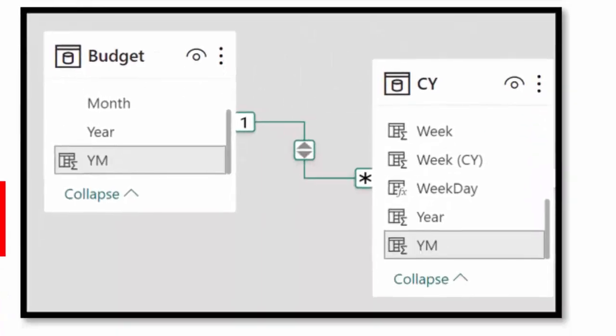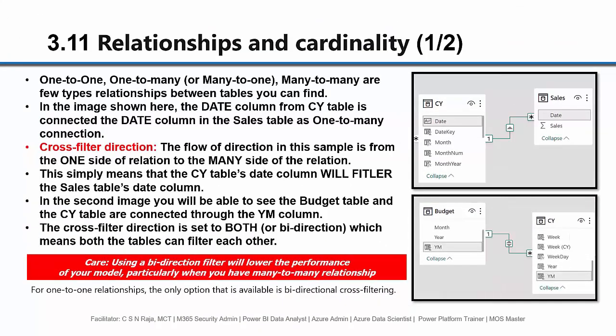In the second image on the bottom, you will be able to see the budget table and the CY table connected through the OEM column. The cross-filter direction is set to bidirection or both, which means both the tables can filter each other. Please be careful. Using a bidirection filter will lower the performance of your model, particularly when you have many-to-many relationship. For one-to-one relationships, the only option that is available is a bidirectional cross-filtering.